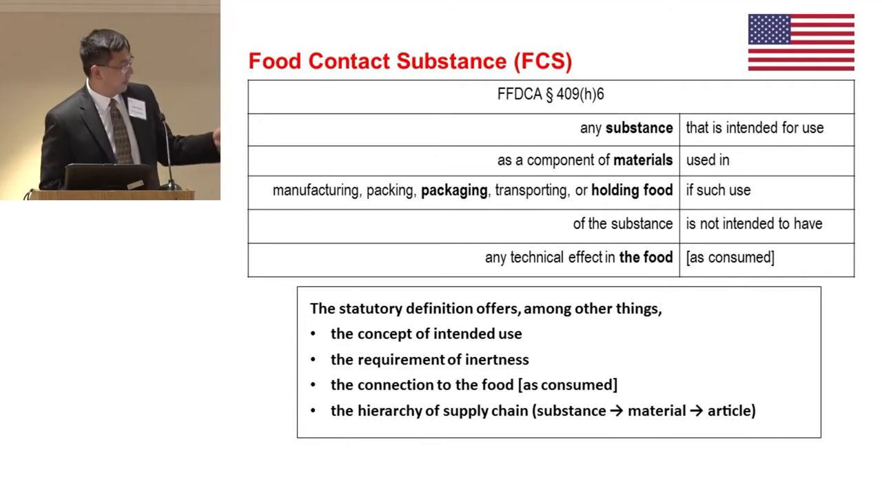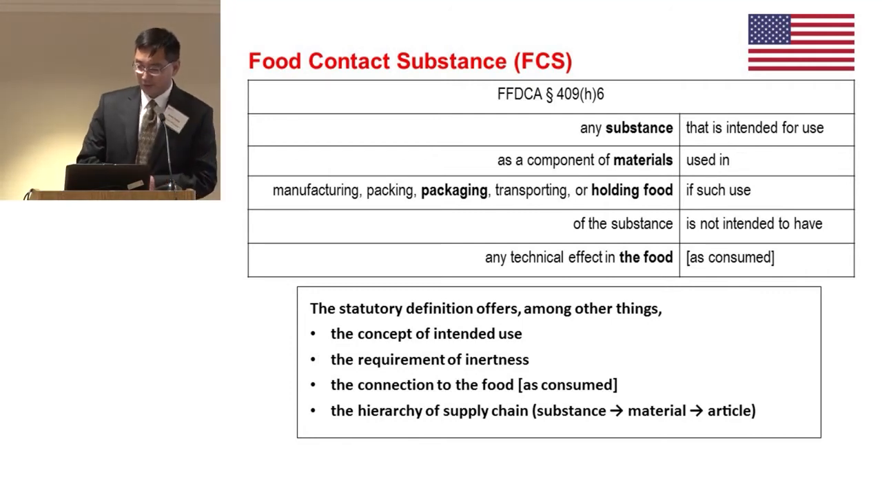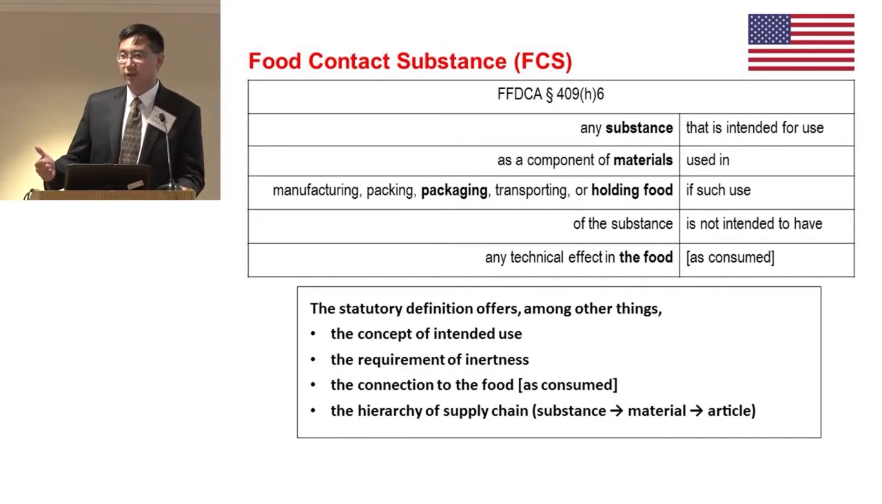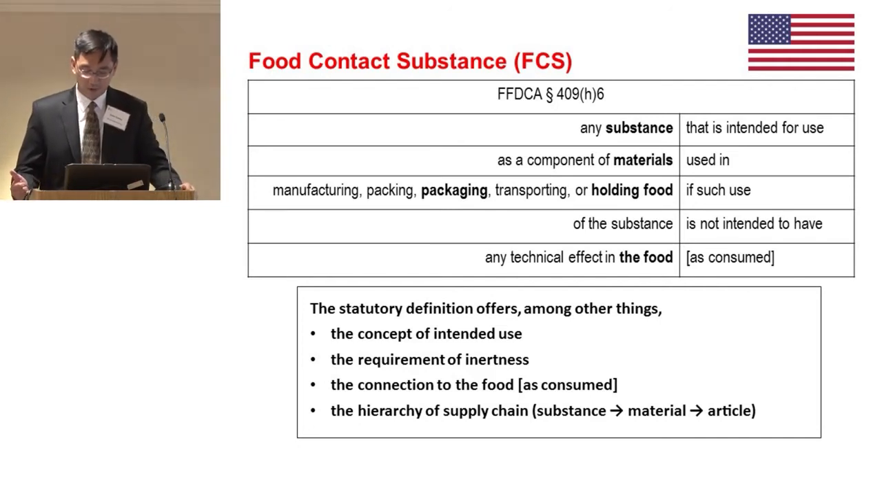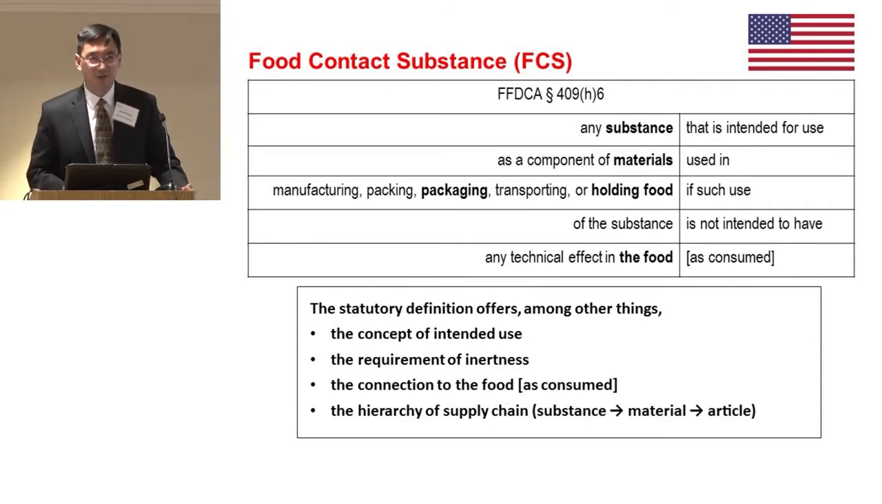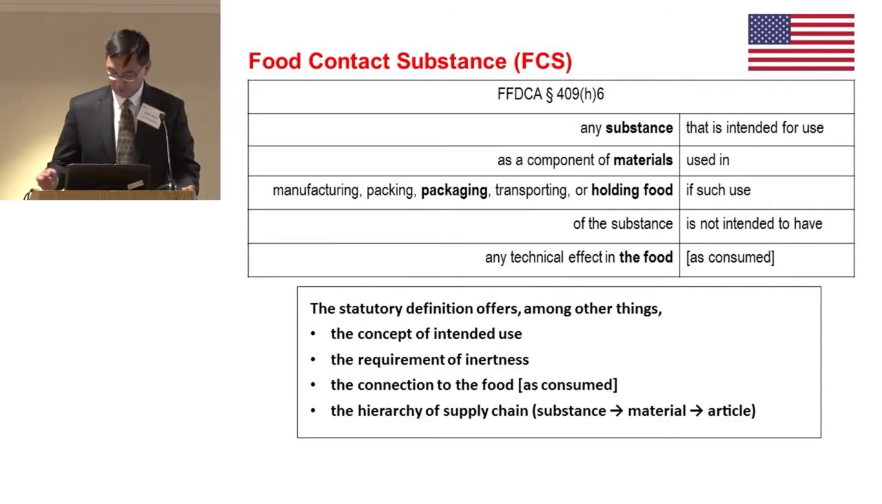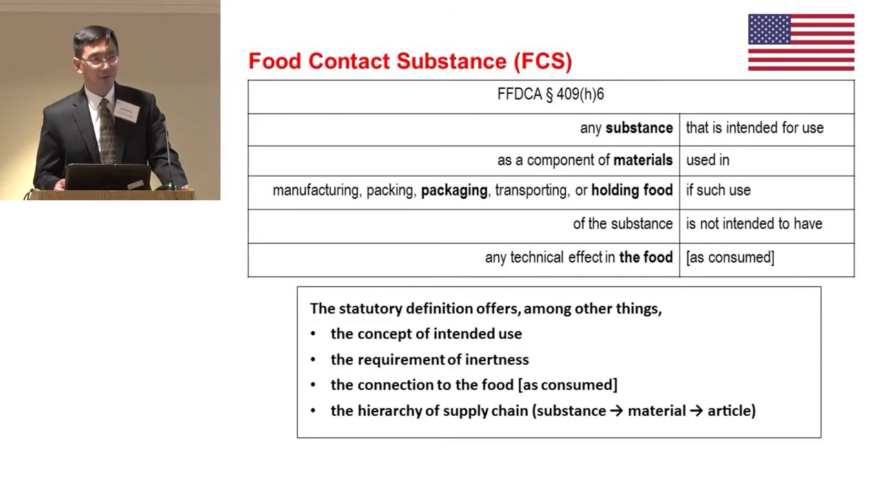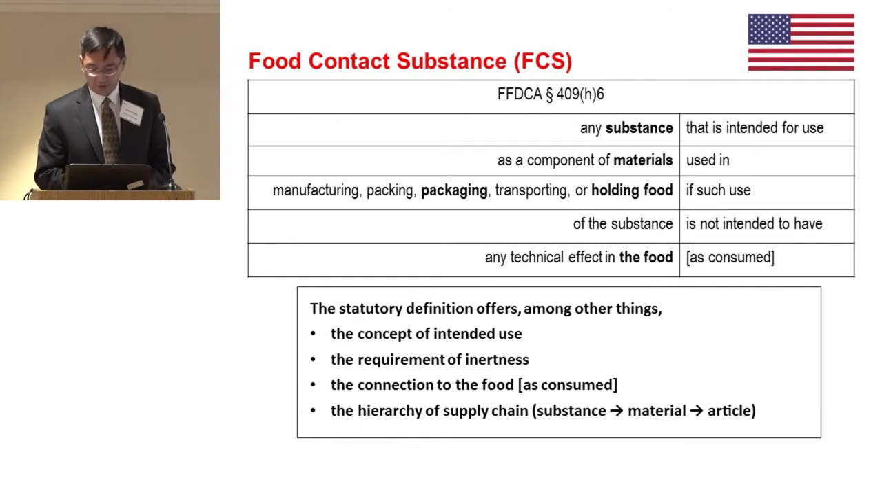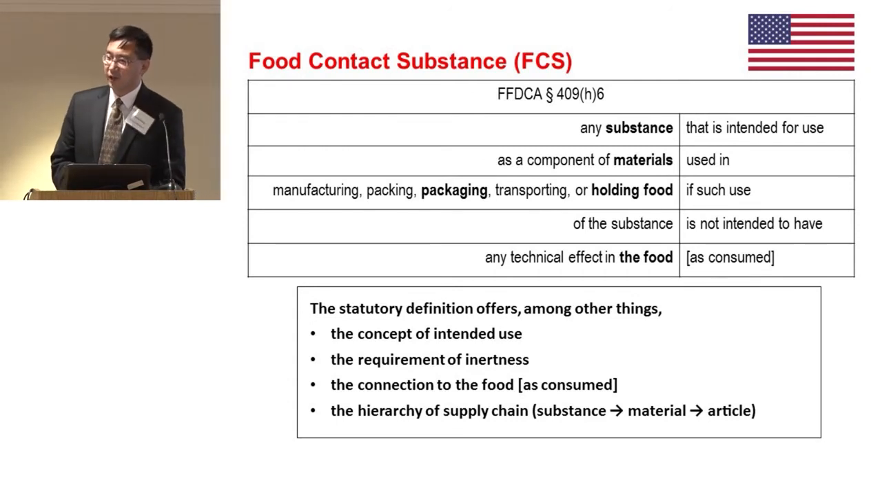So I think the beauty of this is that the statutory definition, among other things, provides the concepts of intended use, which is very important; the requirement of inertness, the words not have any technical effect; and the connection to food that's consumed. There are very important things to be said there. And what I think is often overlooked is a hierarchy of supply chain.